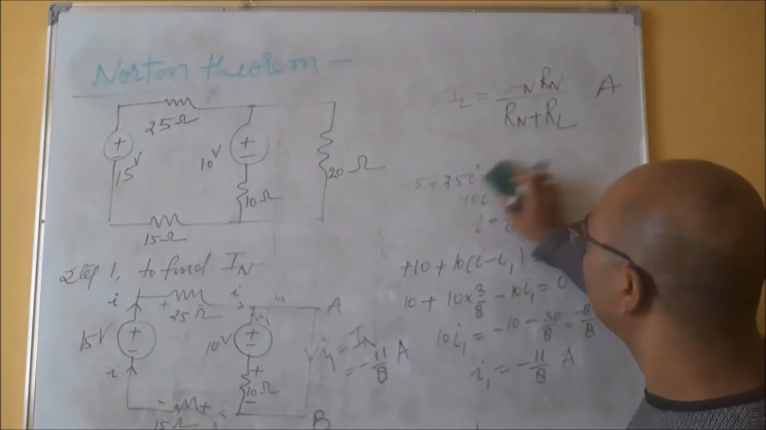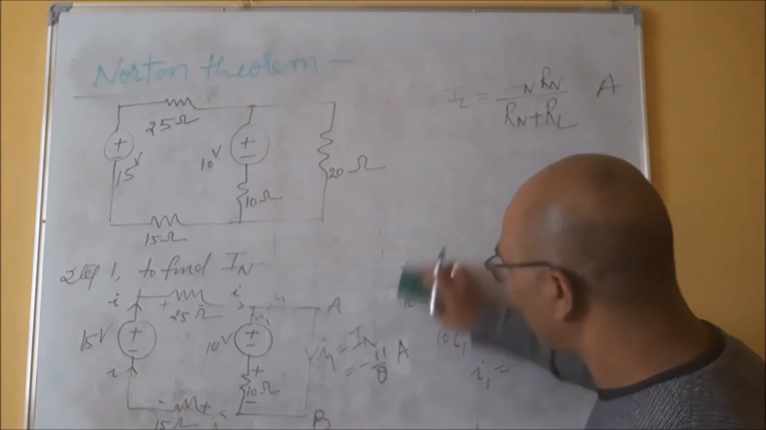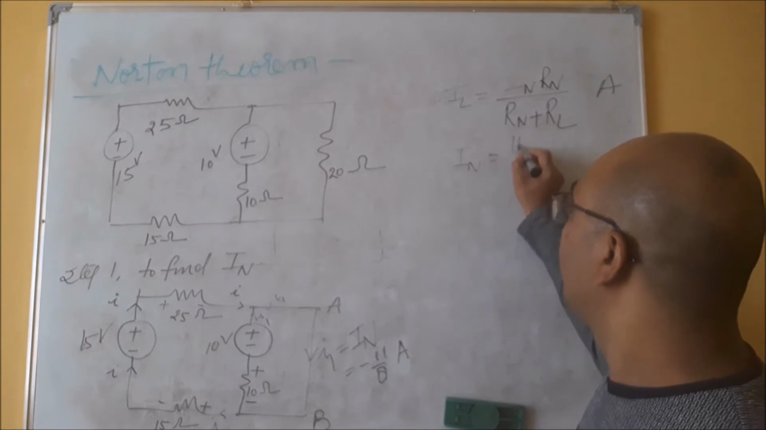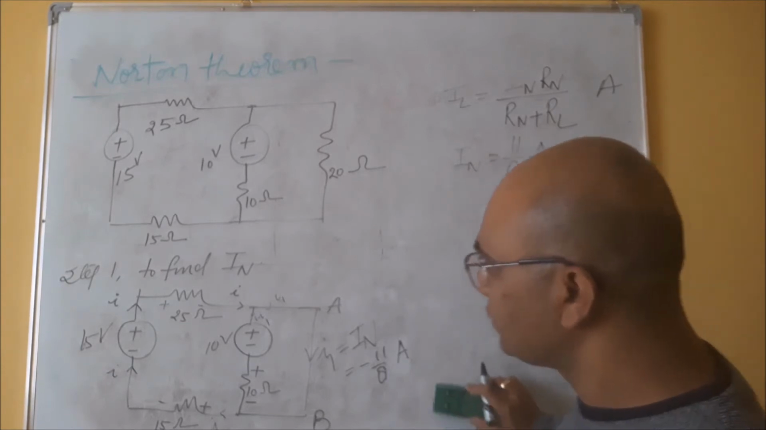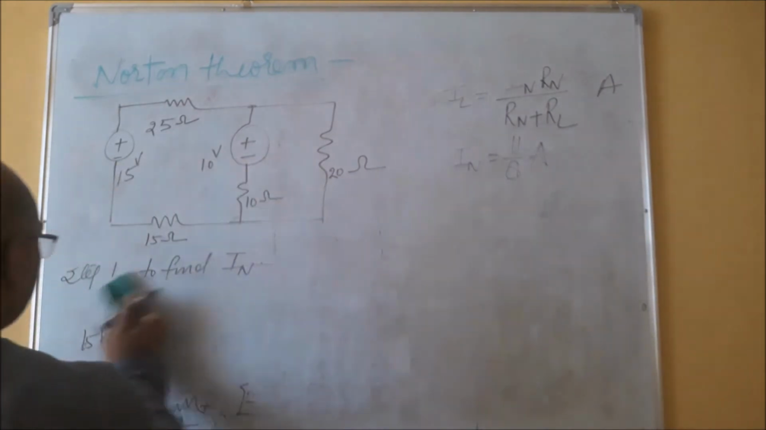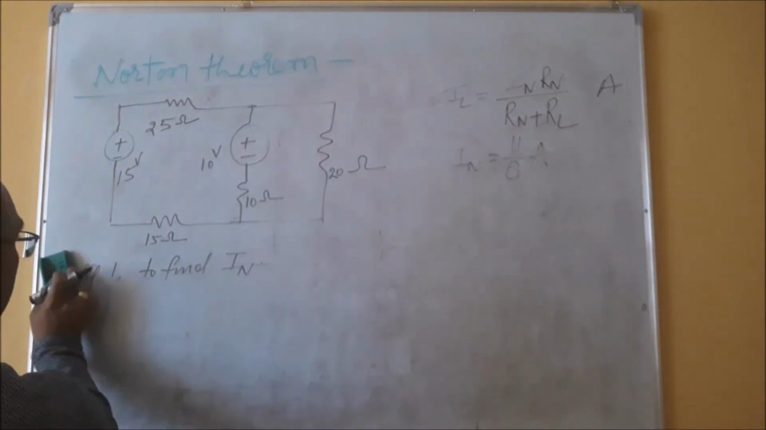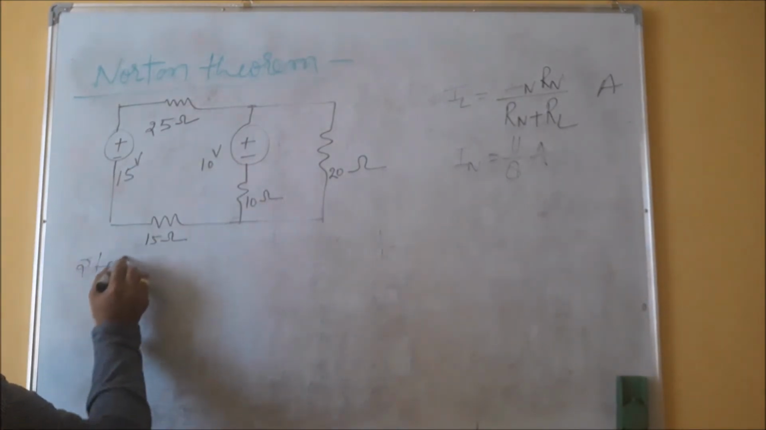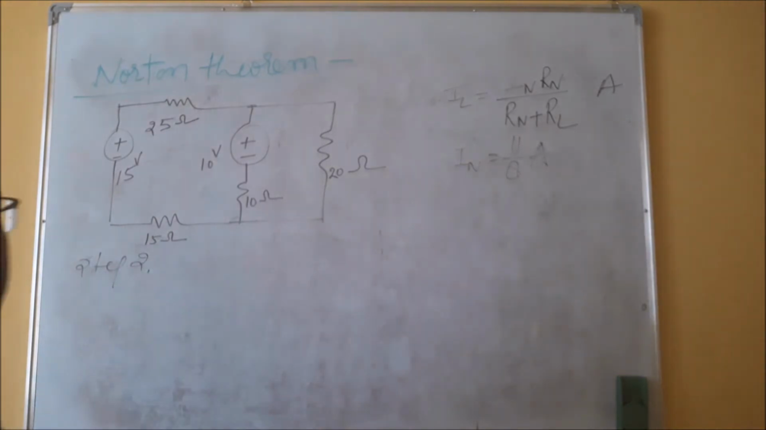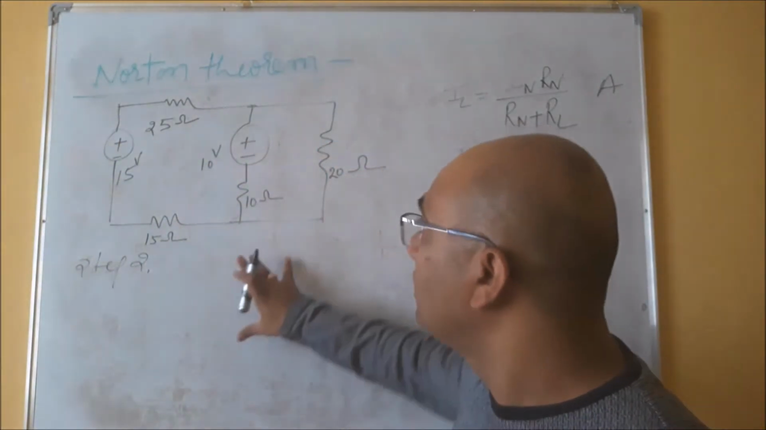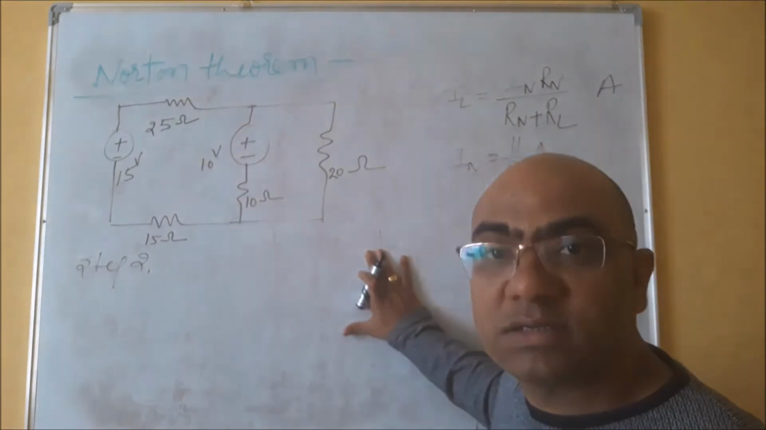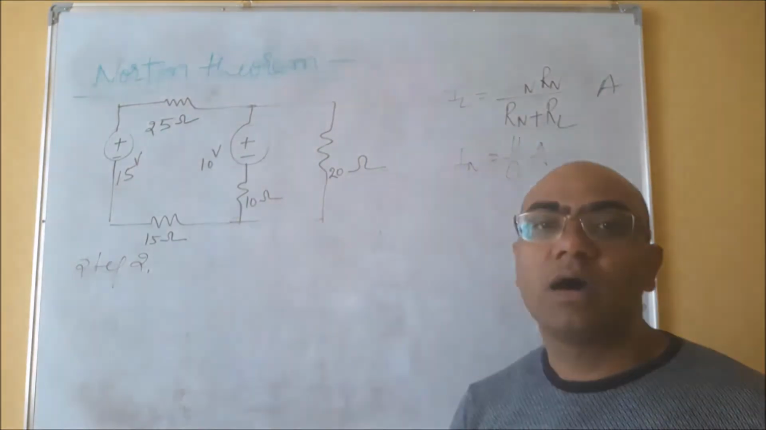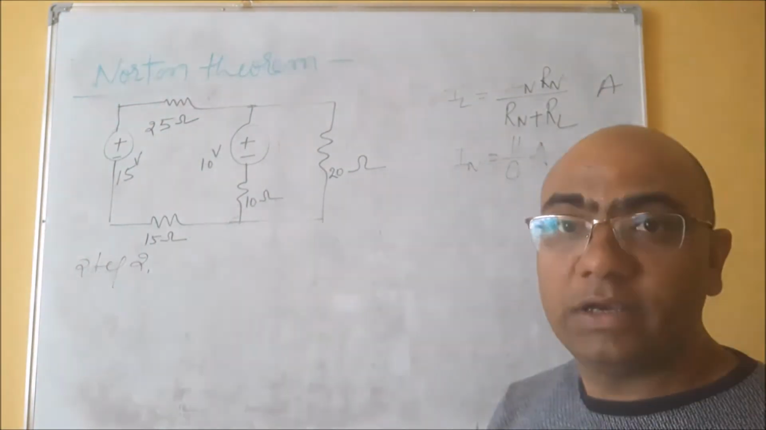So what can we write here? We can write in short the value of Norton current. After solving the first step, we get 11 upon 8 ampere. Is it okay? So you see, step 1 is over. Now after step 1, go for step 2. Step 2 is to find the equivalent resistance, which is also known as Rn, across the load terminal 20 ohm.